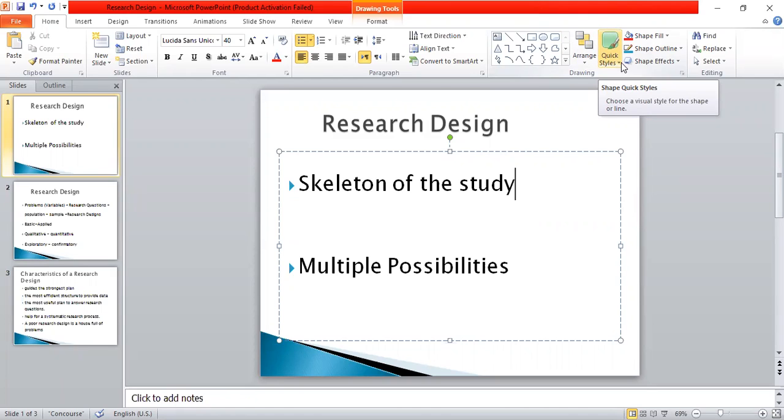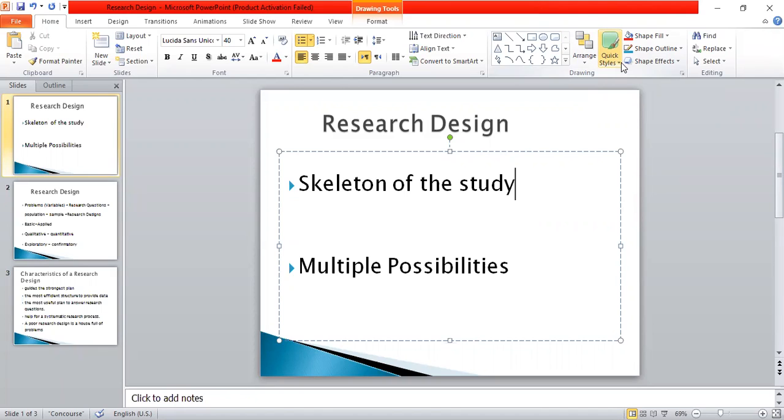Today we will discuss research design. Research design is basically the overall plan of your research. This is one of the most important things in research methodology. As the name suggests, this is the design of your research. Basically, it serves as a skeleton of the study.